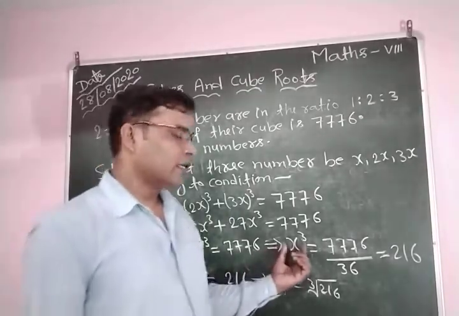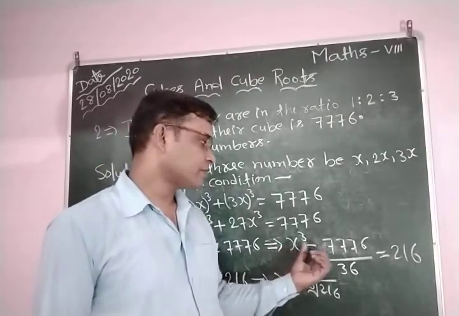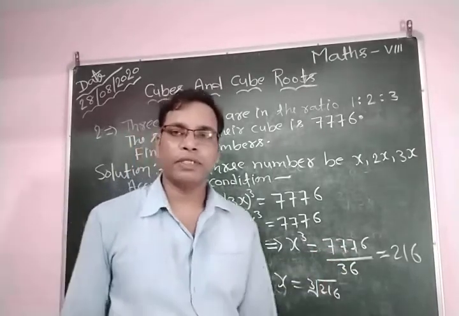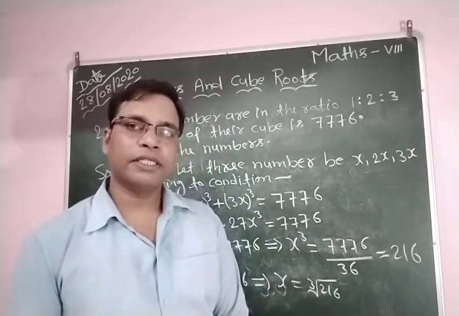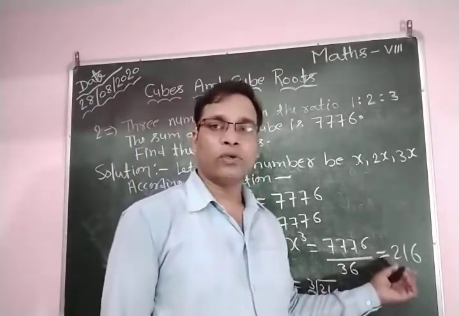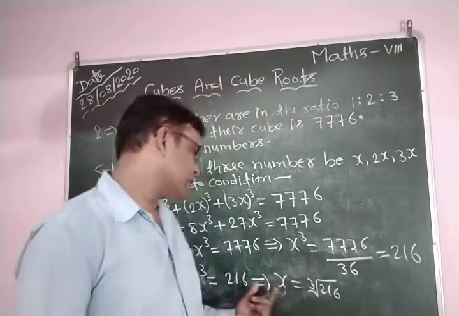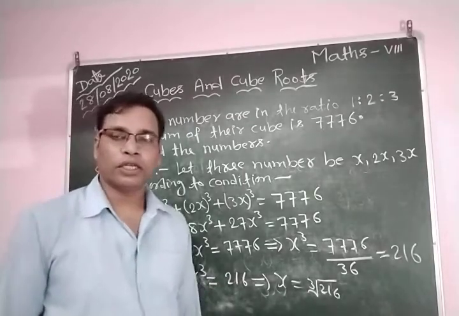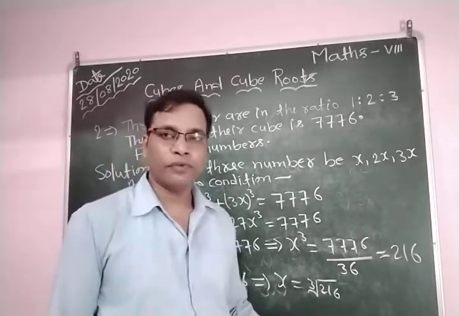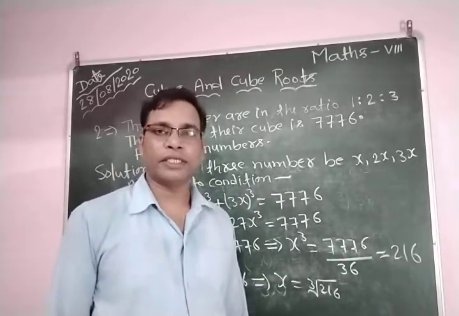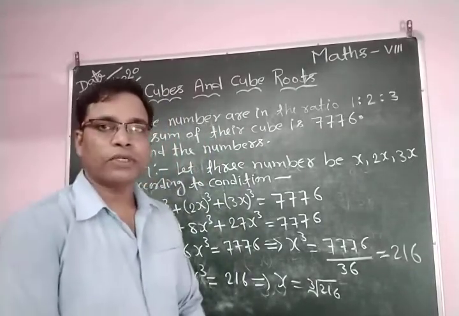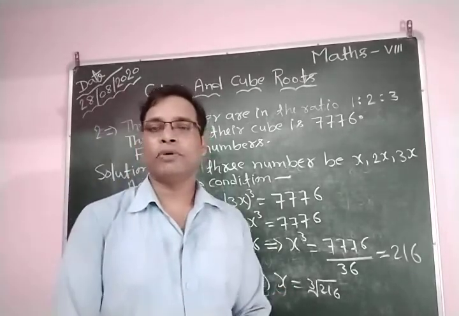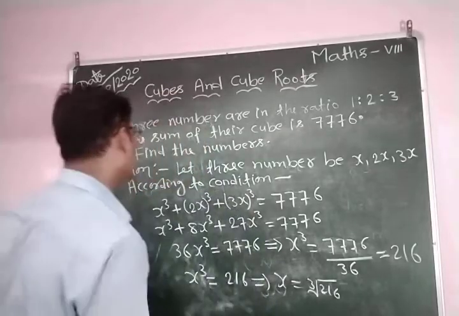We obtain here x power 3 is equal to 7776 by 36. If you divide 7776 by 36, then you obtain 216. Or you can write here x cube is equal to 216, or x is equal to cube root of 216. So here we find the cube root of 216. Let's see how to find the cube root of 216. First we express 216 as a product of prime factors.